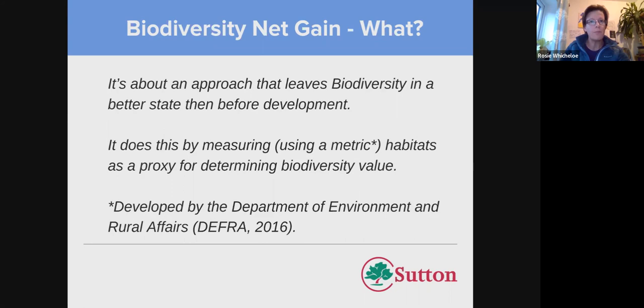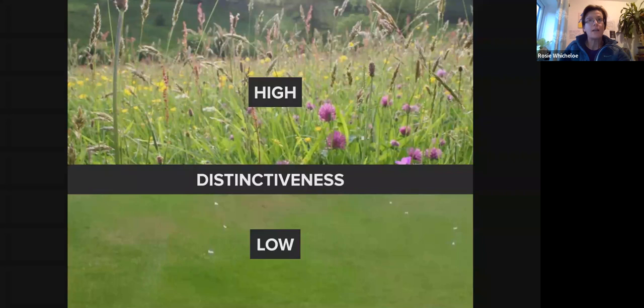But how does a metric measure biodiversity, and how does it do it just by assessing habitats? So the metric uses a term called distinctiveness, and that's a value to assess different types of habitats. In this case, it's a species-rich grassland, and it's of higher distinctiveness than, say, the amenity grassland, which is of lower distinctiveness, and that's for obvious reasons. The species-rich grassland is ecologically diverse, lots of flowers, more pollination, more variety of flowering times, there's lots of eco niches compared to the amenity grassland that's very species poor and hasn't got that variety.